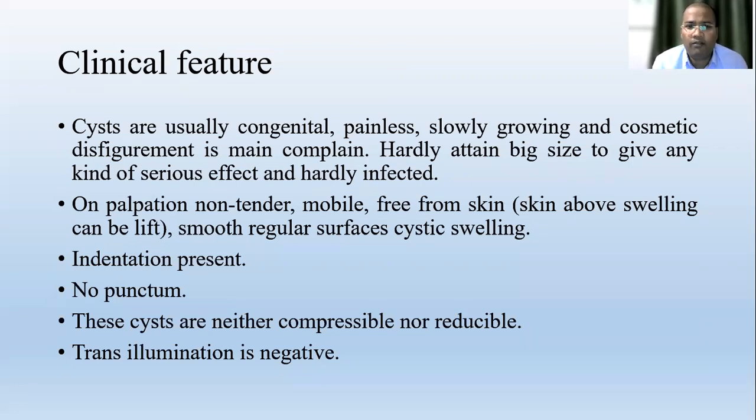On palpation, you may find a non-tender, mobile, free from skin, smooth, regular, cystic swelling. On the contrary, the sebaceous cyst is not free from skin. Here the dermoid cyst can be free from skin, meaning just below the skin you can separate the cyst from the skin. Indentation may be present, punctum is not there. The cysts are neither compressible nor reducible, meaning you cannot compress by pressing, the cyst will not disappear and the size will not decrease. Transillumination test is negative as in the sebaceous cyst.